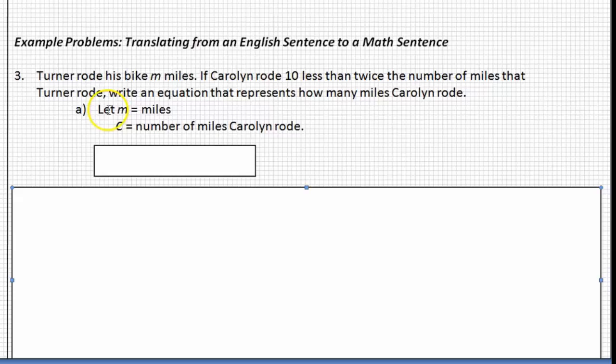So I've helped you out by providing a let statement going forward after this set of videos. Anytime you are writing an equation from a story problem like this, you definitely need to include a let statement. So we're going to let M equal the number of miles. Capital C is going to represent the number of miles Carolyn rode. So see if you can put together an equation that would represent this. And again, we want it to tell us how many miles Carolyn rode.